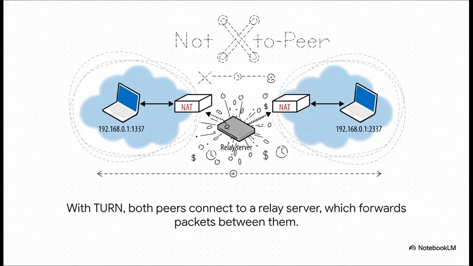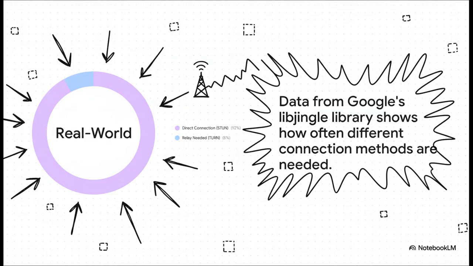All of your data is now bouncing through a third-party server, which costs someone money to run and adds a bunch of latency. So you might be wondering, how often do we actually need these different tools? Well, some data from Google sheds a lot of light on this. It turns out that about 92% of the time, you can get a direct connection working using STUN. But for that last stubborn 8%, a TURN relay is absolutely essential. And you can't build a reliable service if you just decide to ignore 8% of your users. So in the real world, you need both.